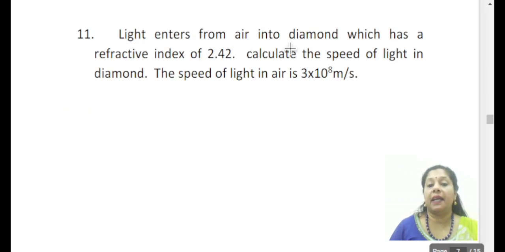Light enters from air into diamond, which has refractive index 2.42. Rather, the refractive index of diamond is the maximum. Calculate the speed of light in diamond. The speed of light in air is 3 into 10 raised to 8 meter per second.